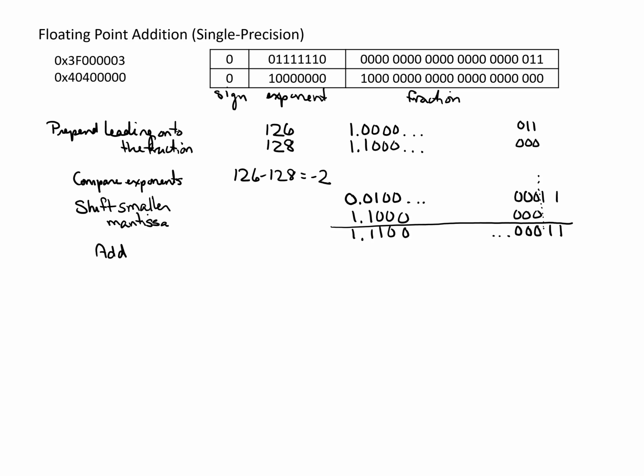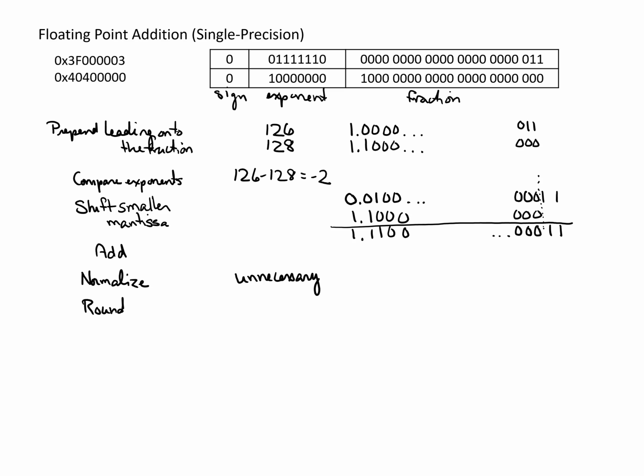The next thing that we need to consider is whether or not we need to normalize the result. And so we want to look at, is there a single 1 to the left of the binary point? In this case, there is, so we don't have to do any normalization. And so the next thing we need to consider is to round the numbers. And so in this case, rounding is necessary.